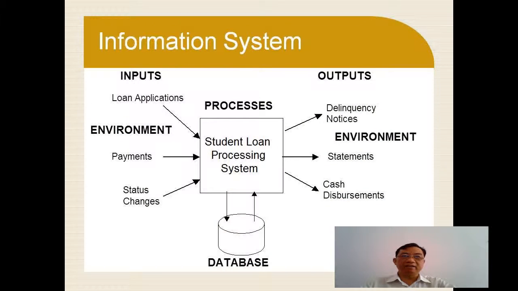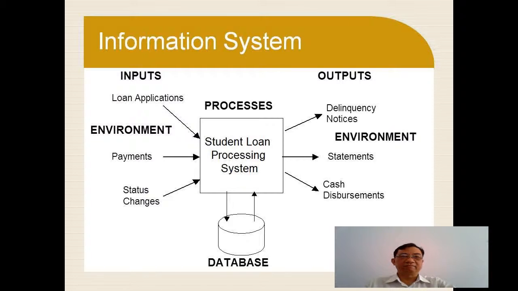You see here an information system. The system will accept data from its environment, process the data, and produce output data for decision making. The information system will interact with the environment.